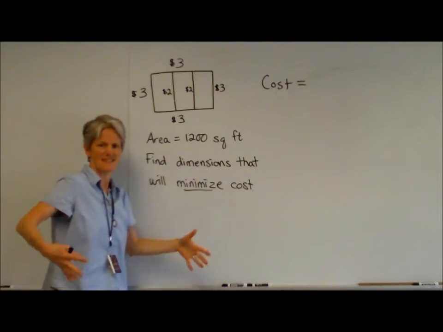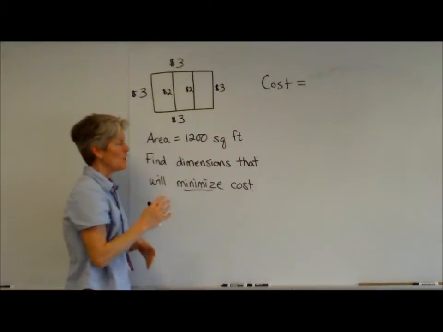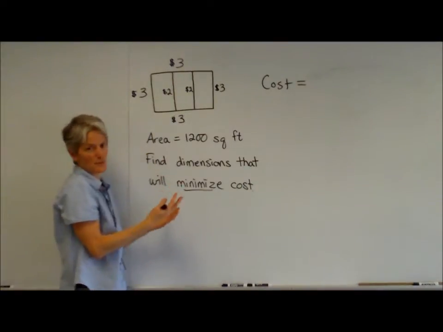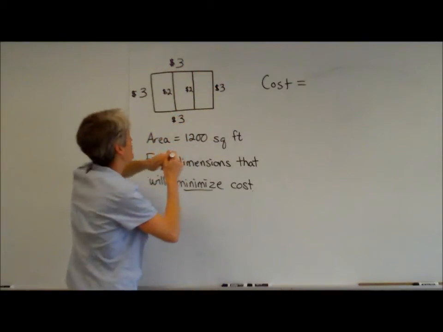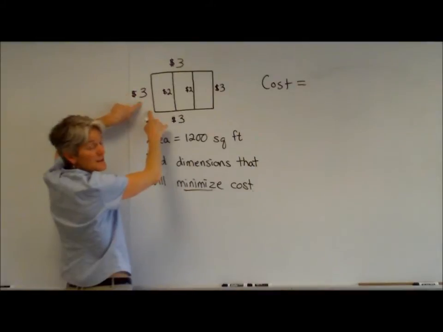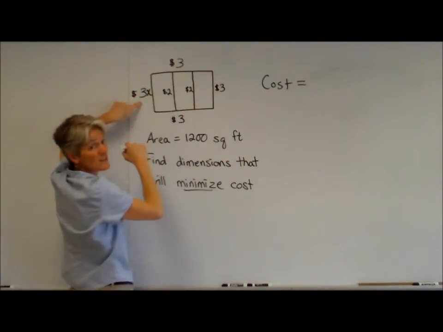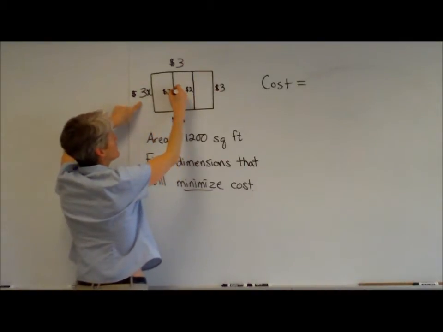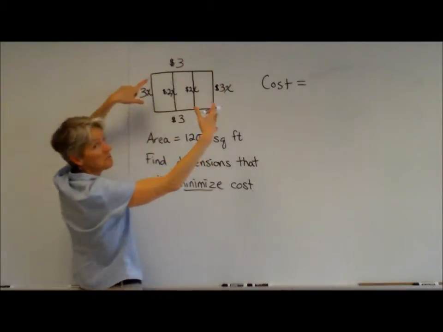Now, it's interesting that the outer fence costs more. Of course, that makes sense. It's a bigger, stronger fence than the inner fence. So let's just set up our variables first. Let's call this length x, just for fun. If this is x long and it's $3 per foot, can I just say that's going to cost $3x? And this is going to cost $2x and $2x and $3x.